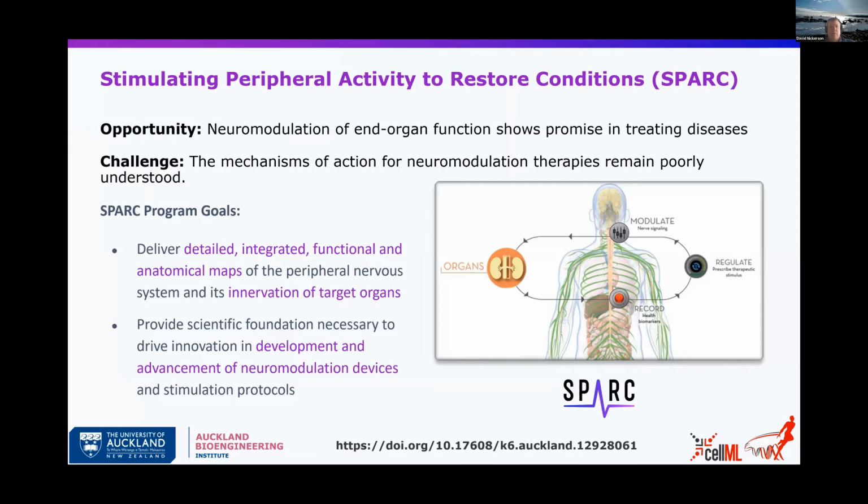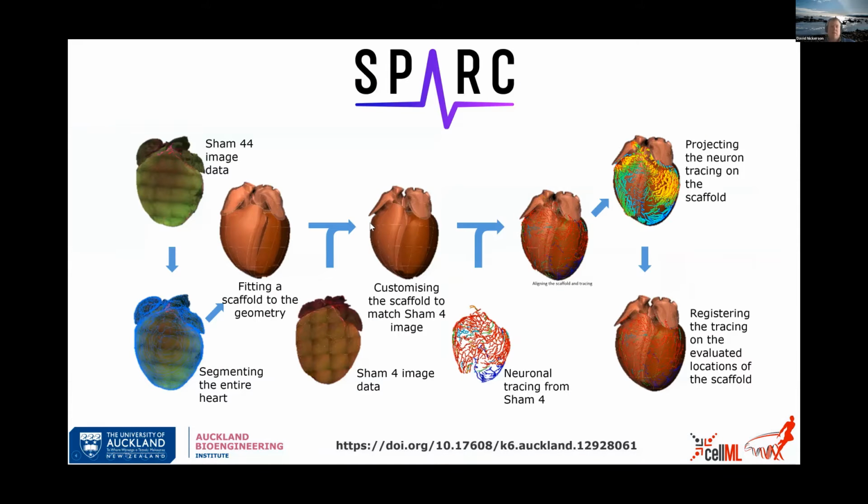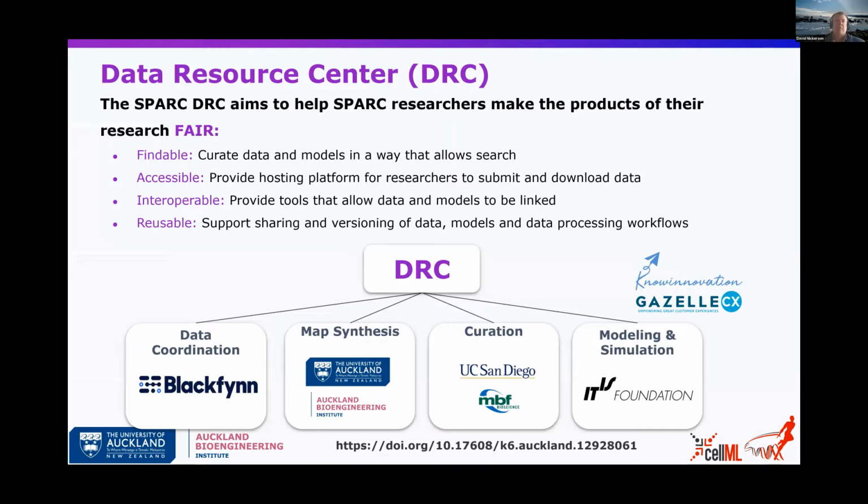have to be reproducible. So just to give an idea of the sorts of things we're doing, this is where you're collecting data from many different specimens and you want to map them to these common frameworks so that you can reproducibly understand what data people are collecting, how that is used, and then eventually use that in models. And this is supported through this data resource center, which again the Auckland Bioengineering Institute is part of. And it's all about trying to make sure that everything collected in SPARK is FAIR.